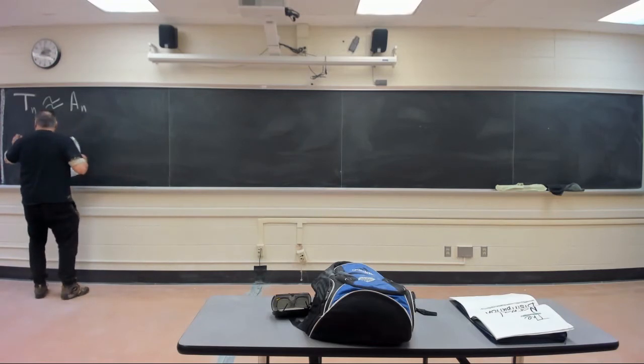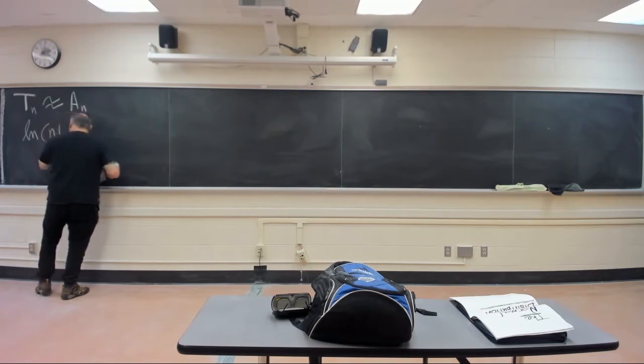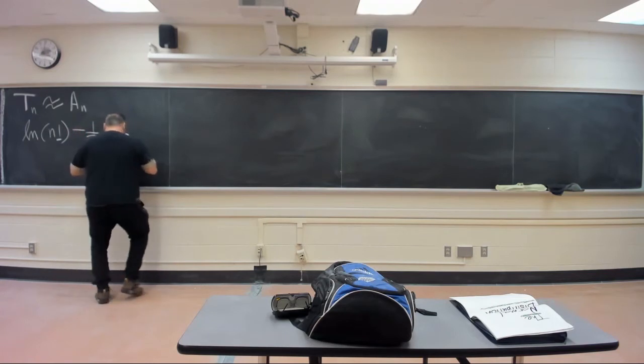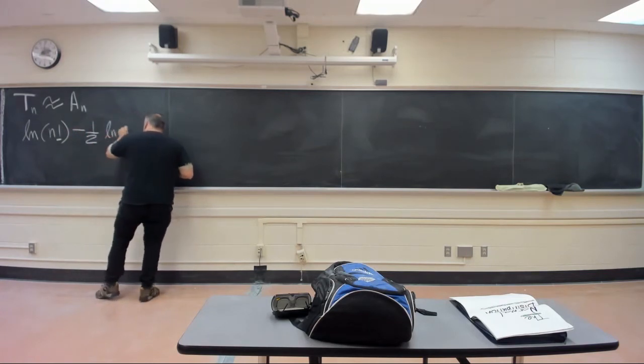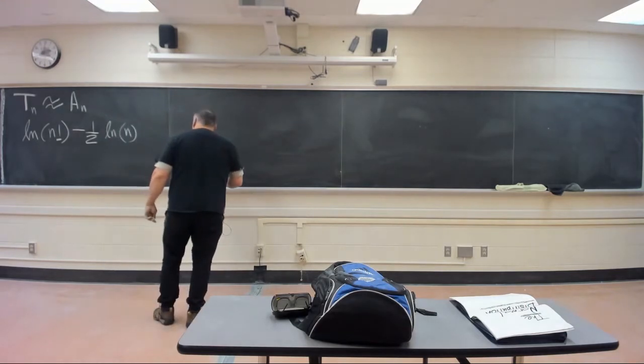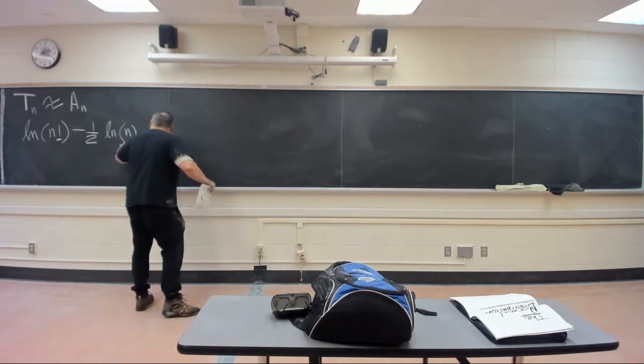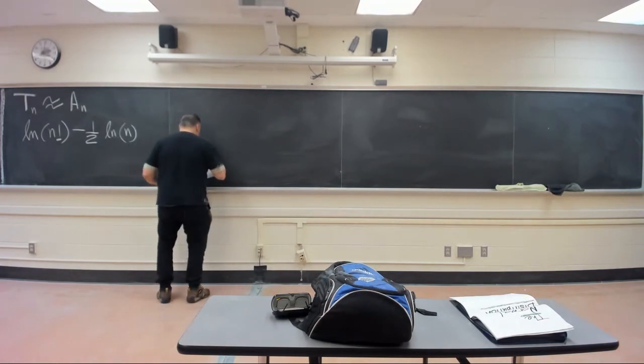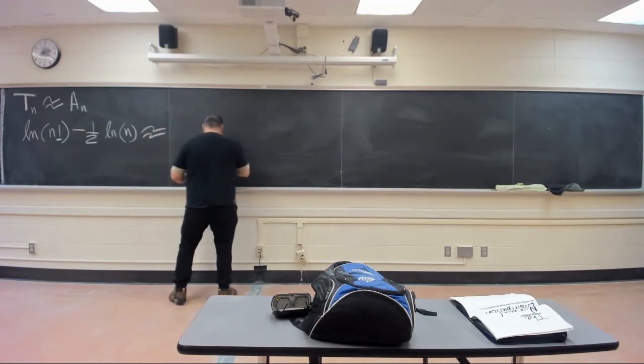The T sub n was ln n factorial minus 1/2 ln. I think I wrote it like this, not a big deal. I didn't write the parentheses earlier, but you understand. Some places we write it, some places we don't. It's not really a big deal. That's T sub n, to the far left.